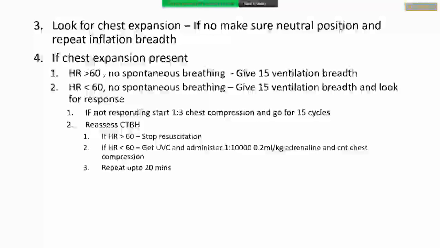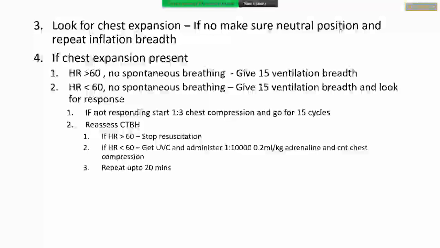But if the heart rate is less than 60, then there's a problem with the breathing and the circulation. There's a problem with the lungs and the heart. Then we have to manage both. So how are we going to start? Even if the heart rate is less than 60, initially we will start with the ventilation breath. We will give 15 ventilation breaths. Then we will look for the response, whether the child is responding. If the child has responded and everything is normal, we will transfer the patient to the neonatal ICU. We will manage the patient and later we can discharge.